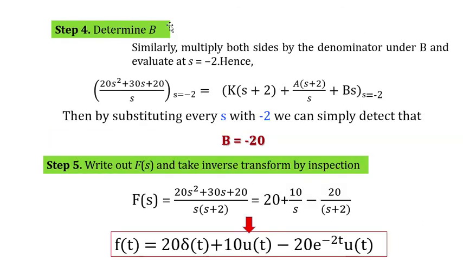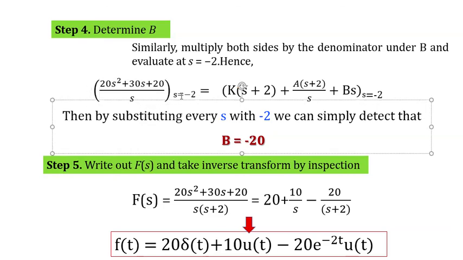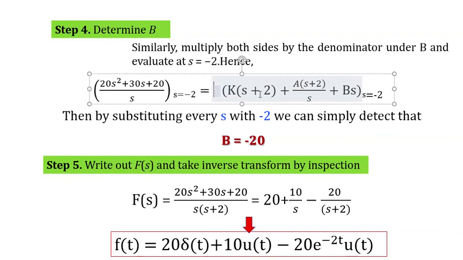Then we want to determine b. I guess now you can imagine what we should do. We should multiply both sides by s plus 2 now, right? So if we multiply this side by s plus 2, this is what we're going to get: 20s squared plus 30s plus 20 over s. If we multiply this side by s plus 2, it's going to be k times s plus 2 plus a times s plus 2 over s plus bs. Now we replace s with minus 2.